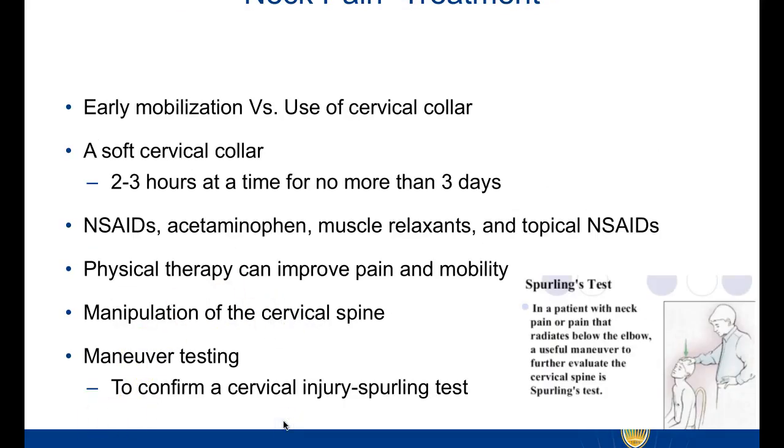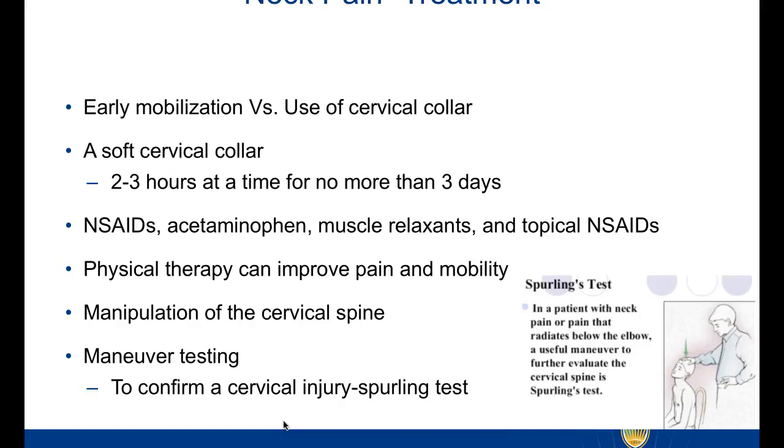Neck pain treatment. Early mobilization has been shown to improve pain and facilitate return to full function compared to rest and prolonged use of cervical collar. A soft cervical collar for support can be worn after a motor vehicle accident for 2 to 3 hours at a time for no more than 3 days. A decrease in activity allows the injured tissue to heal. However, overuse will result in prolonged stiffness.